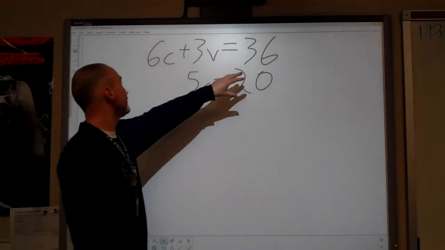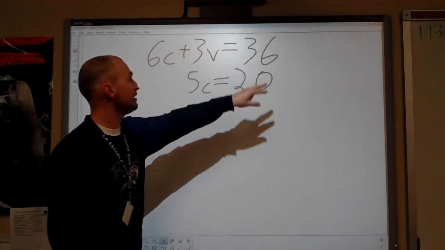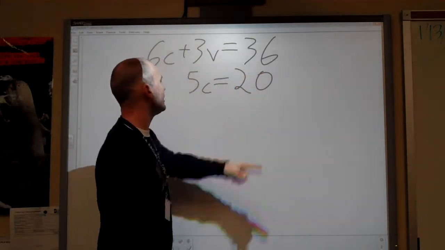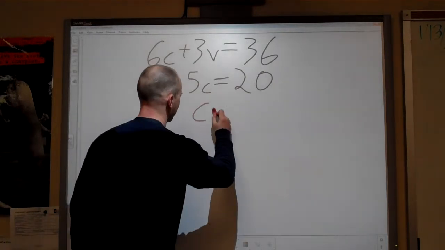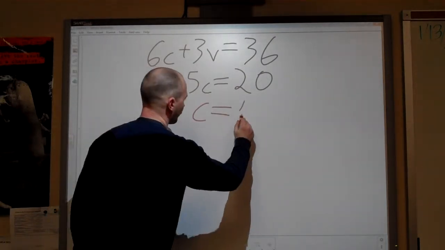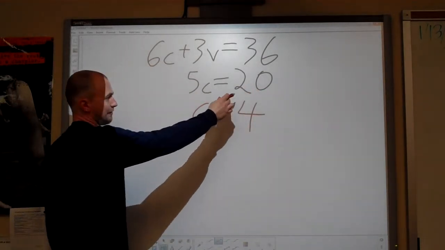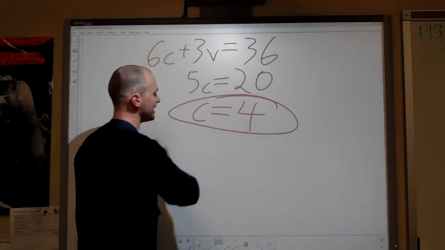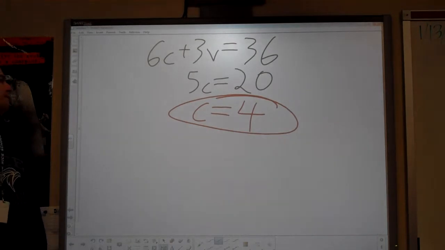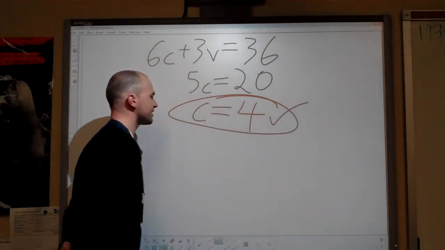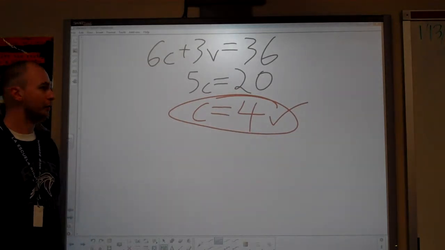Number 3. 5C equals 20. 5C plus 3V equals 36. All right, let's figure out what C equals. Well, 5 times what equals 20? C must equal 4, 5 times 4 equals 20. Or if I divide this side by 5, divide this side by 5, 20 divided by 5 is 4. So C equals 4. 5 times 4 equals 20. Yes, this checks. C definitely equals 4.